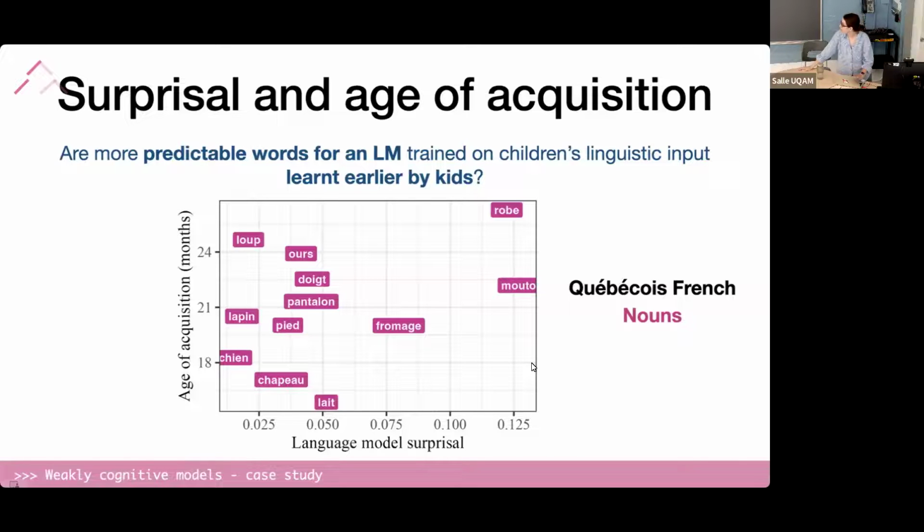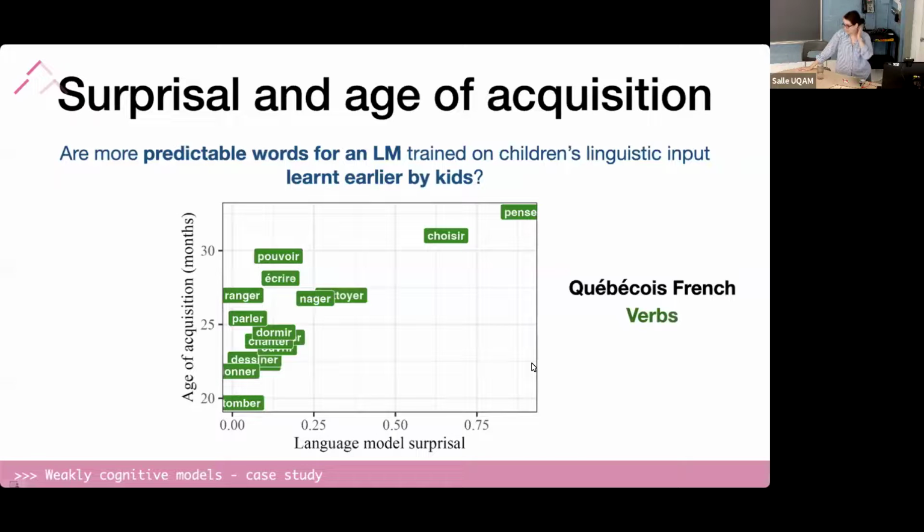What about verbs? Here we get a slightly different picture. At the bottom, we have tomber, which means to fall. Kids say that very early. Then as we move up, we have things like nager, to swim, and écrire, to write. And then really high up, so much later, we have much more abstract verbs like choose or think, choisir, penser.